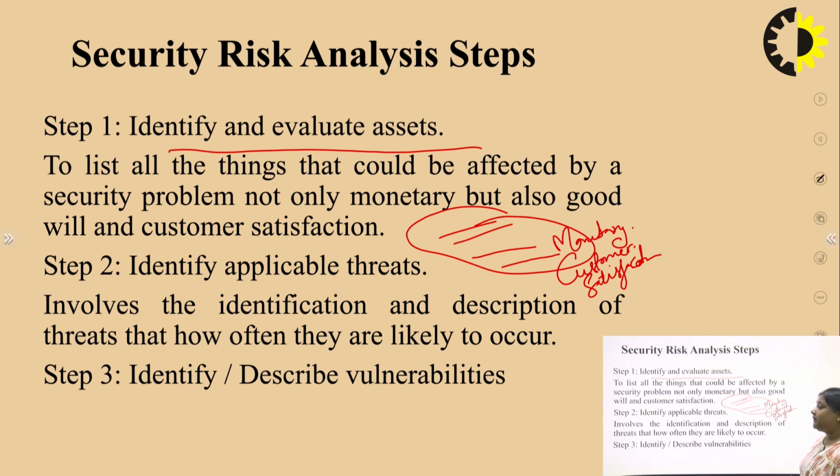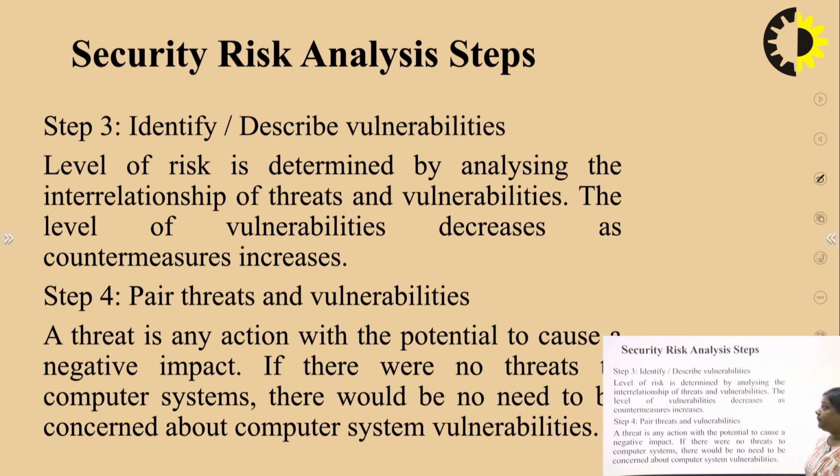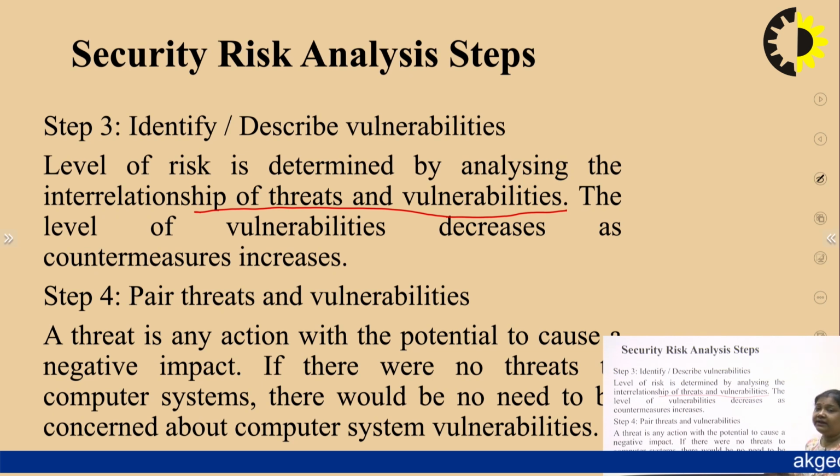Now, the third step is to identify and describe vulnerabilities. The level of risk is determined by analyzing the interrelationship of threats and vulnerabilities. Threats are the processes or viruses that may affect our system, and vulnerabilities are the loopholes in the system by which threats can exploit and enter our system.